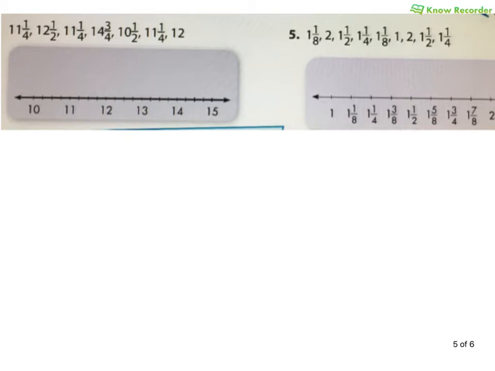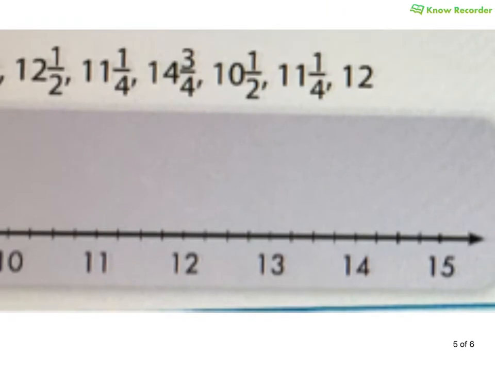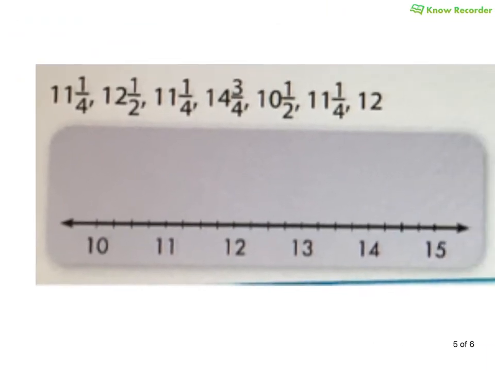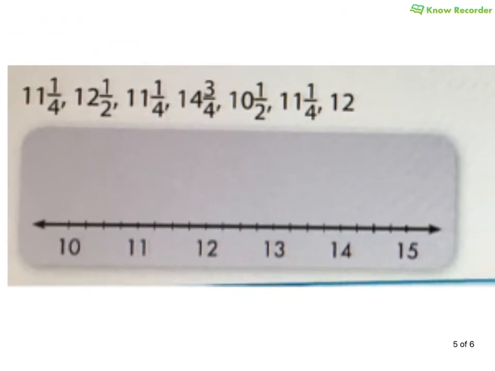So here they want me to just fill in the line plots. So they give me a data table, or at least a set of data. Now, there's not many numbers here. So since I already created my line and my interval, I can just start plotting these as long as I'm careful. So 11 and a quarter. I have 11 here. Here's 11 and a quarter.